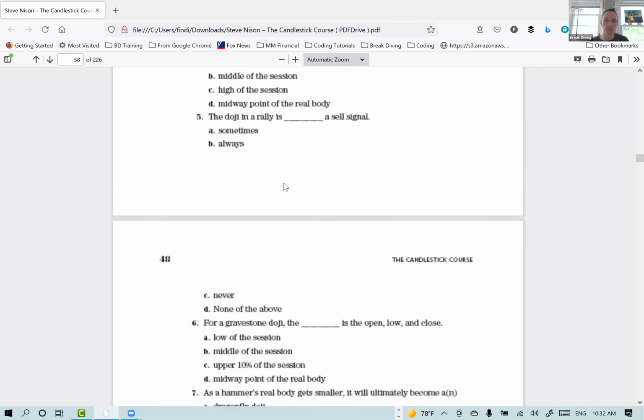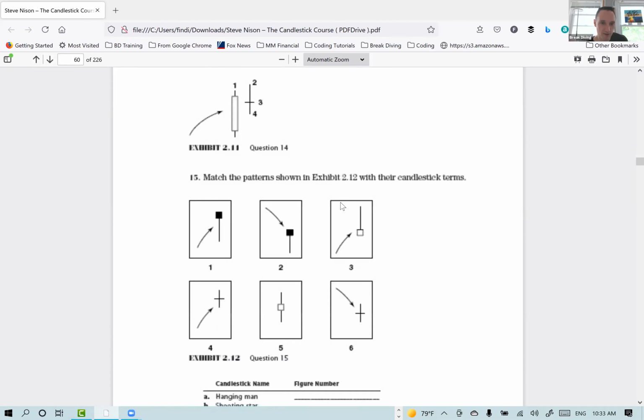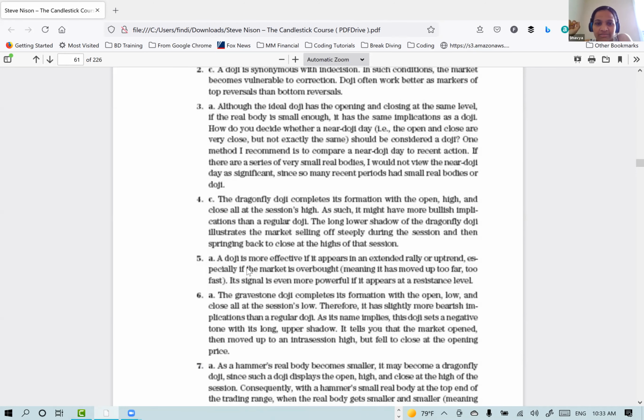Question 5: A doji in a rally is a sell signal. Sometimes, always, never, none of the above? In a rally, well, that's a sometimes. Tough one, but I think sometimes, because it depends on the other signals, like if it's in an overbought area or a resistance area. Yes, a doji is more effective if it appears in an extended rally. Its signal is even more powerful if it appears at a resistance level.